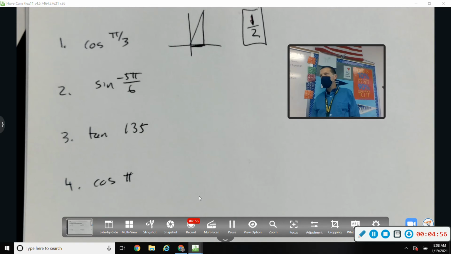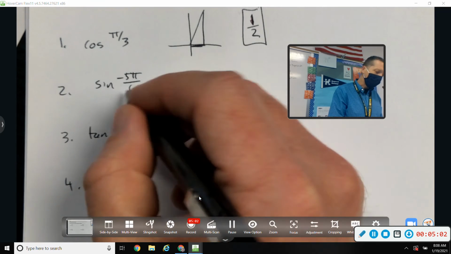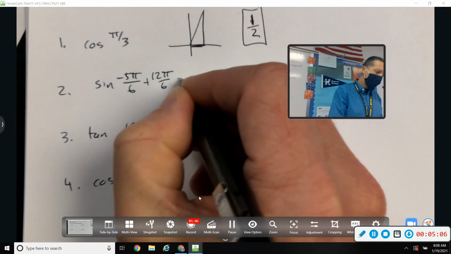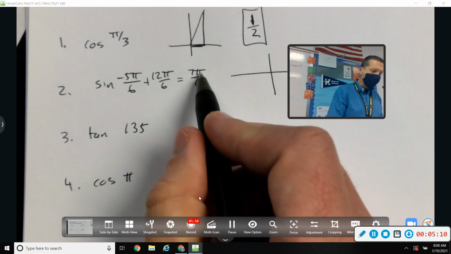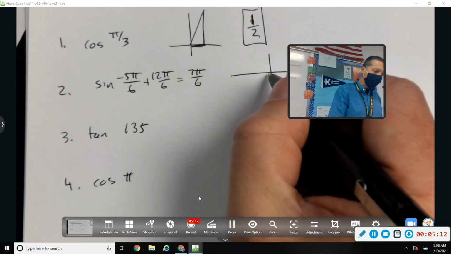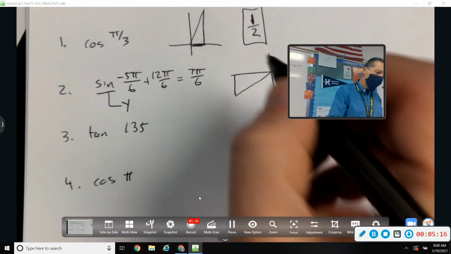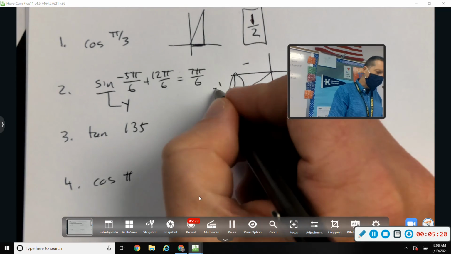Sine of negative 5 pi over 6. Maybe you know where negative 5 pi over 6 is, which would save you a little bit of time if you could go backwards to get there. If not, you add 2 pi and get 7 pi over 6. So that's a little bigger than pi, but it's the shallow angle. And sine means I want the y-coordinate. So that would be this one. That would be negative 1/2.